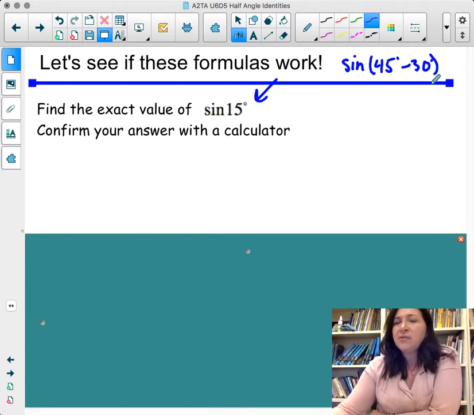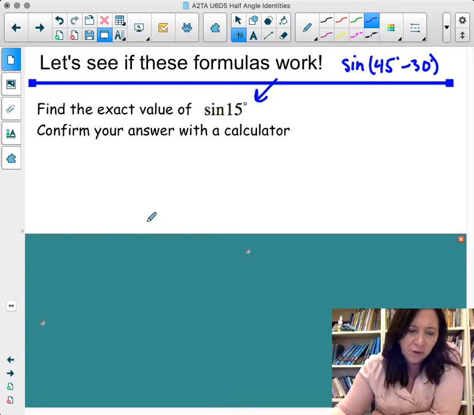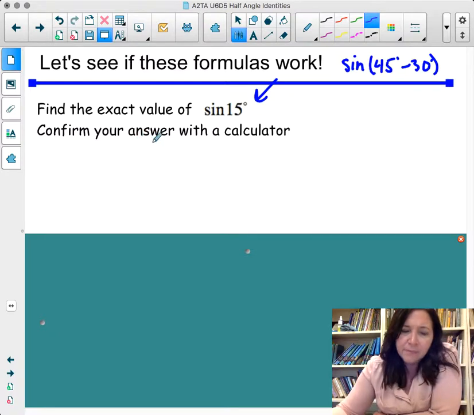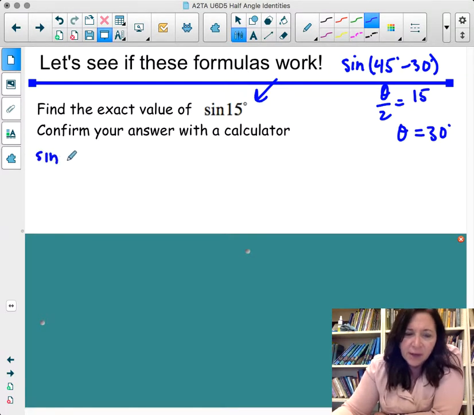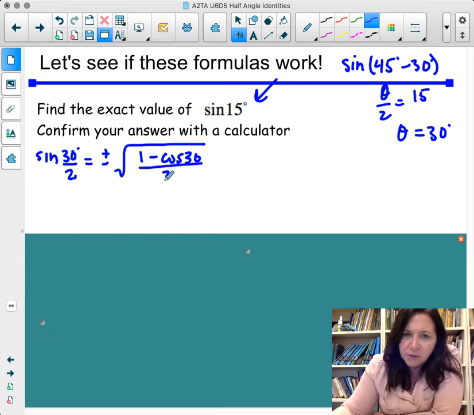I could have used that as a difference formula, but what we're going to do is use the half angle formula. In doing that, remember, theta over 2 is equal to 15. So I'm going to use 30 degrees. You're going to go sine of 30 degrees divided by 2, which is your 15, is equal to plus or minus the square root of 1 minus cosine of 30 degrees all over 2.